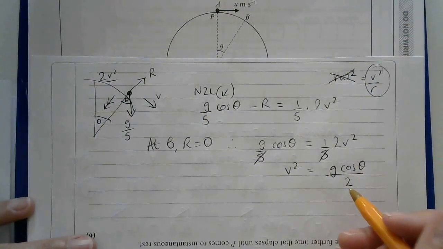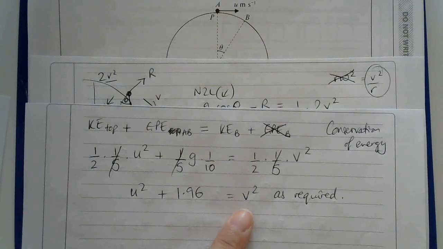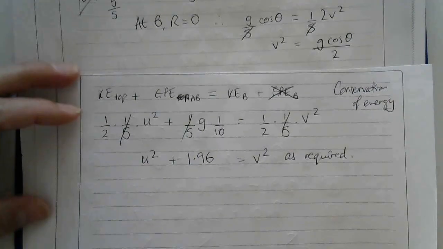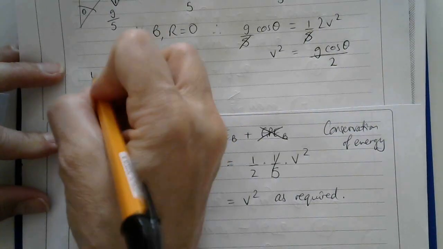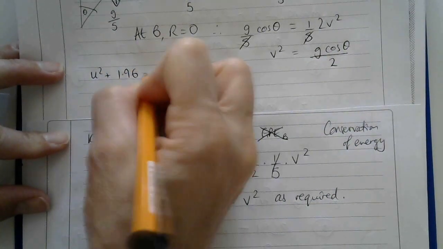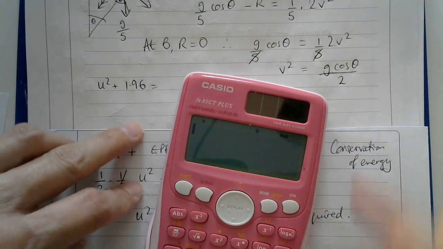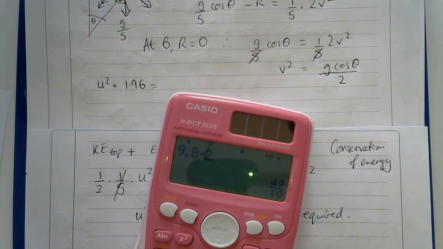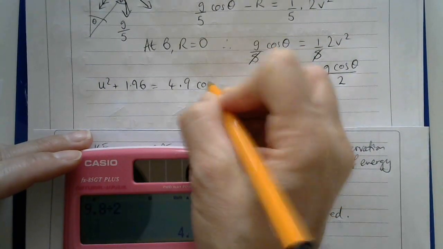Okay, so now I can put that together with the other expression that I had for v squared, so I will end up with u squared plus 1.96 equals this thing. So there I have, I might as well start ending up with decimals here. So I've got 9.8 divided by 2, which is 4.9. So I have 4.9 cos theta.